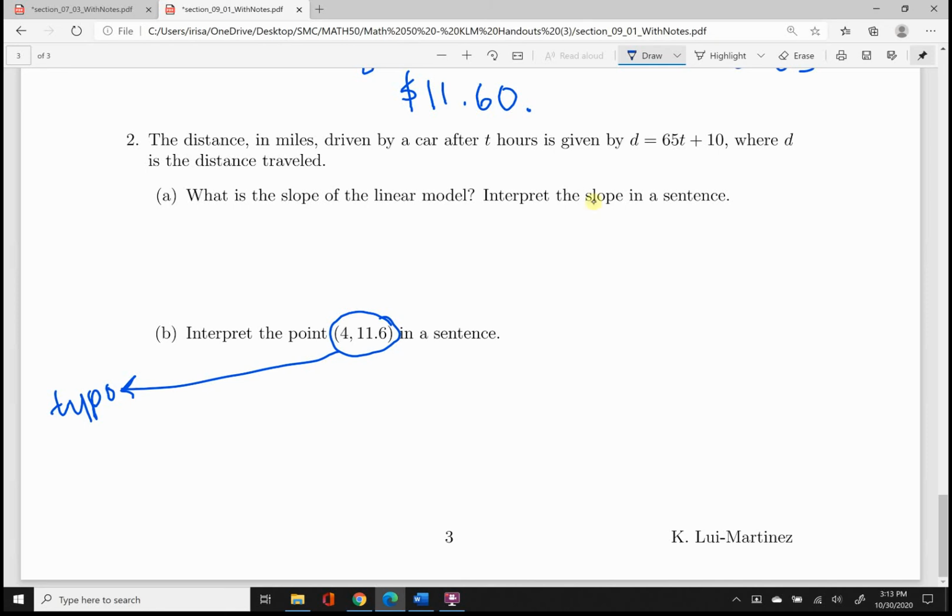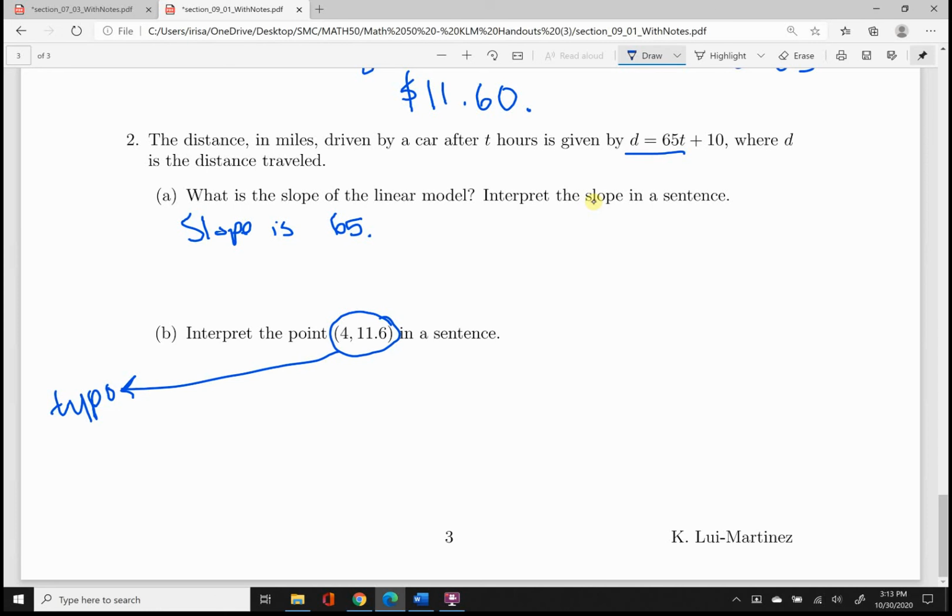It says the distance in miles driven by a car after t hours is given by d for distance, equals 65t plus 10, where d is the distance traveled. So the slope of the linear model here is 65. Interpret the slope into a sentence. So 65 is going to be in miles per hour. That's going to be the speed of the car, basically. So the distance is always rate times time. There's this relationship, and then there's an extra 10 that's tacked on there, right?